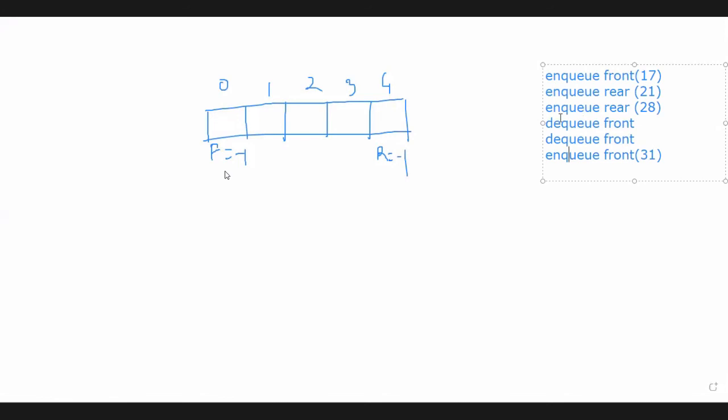just 6 operations. Enqueue at the front side, then enqueue at rear, again enqueue at rear, then DQ from front, again DQ from front, then enqueue at the front. Okay? Can you solve it?